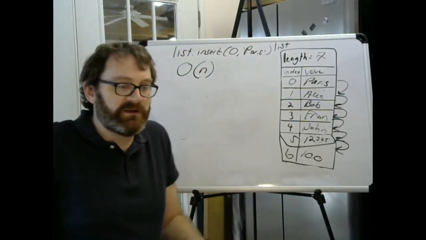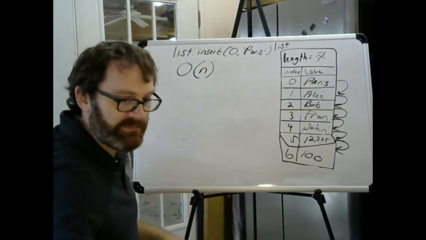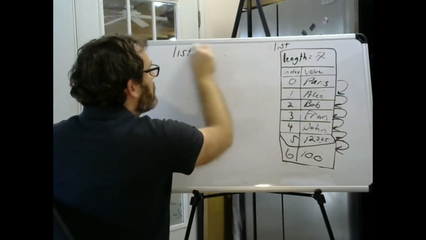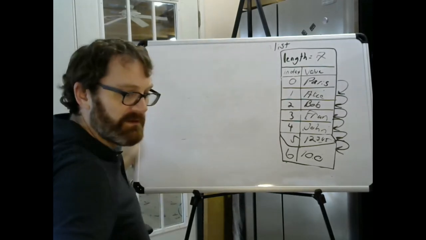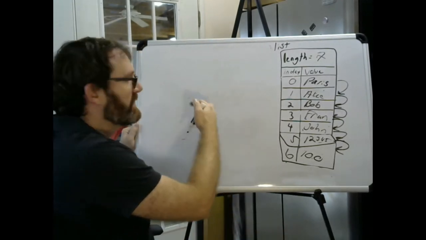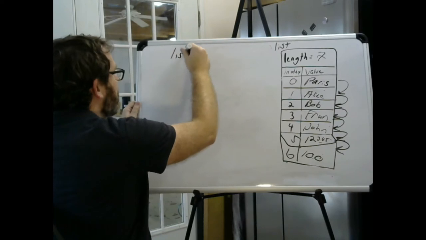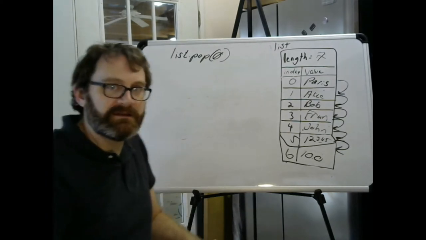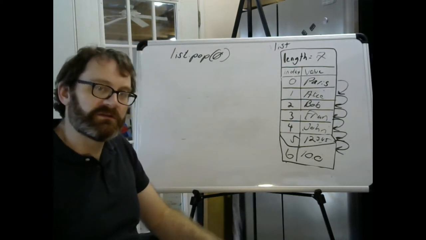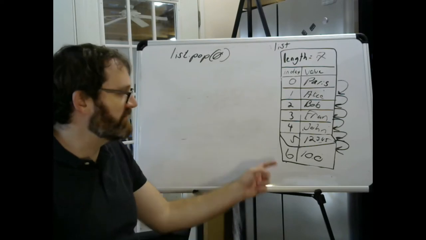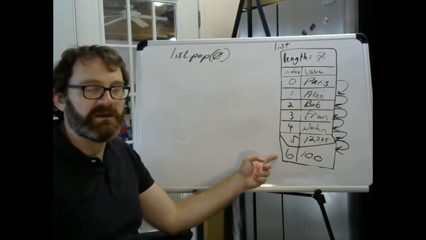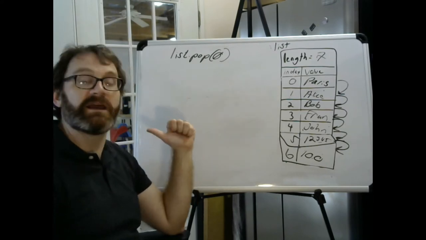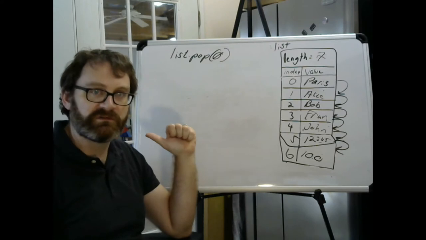Let's talk about the next operation, list.pop at an index. Now, I'm not going to reset my board exactly. Popping an index. Just like regular old pop removed the last item in the list, popping by an index is going to go to the index and pull that item out of there and return it. So it's going to remove and return, just like regular old pop did.